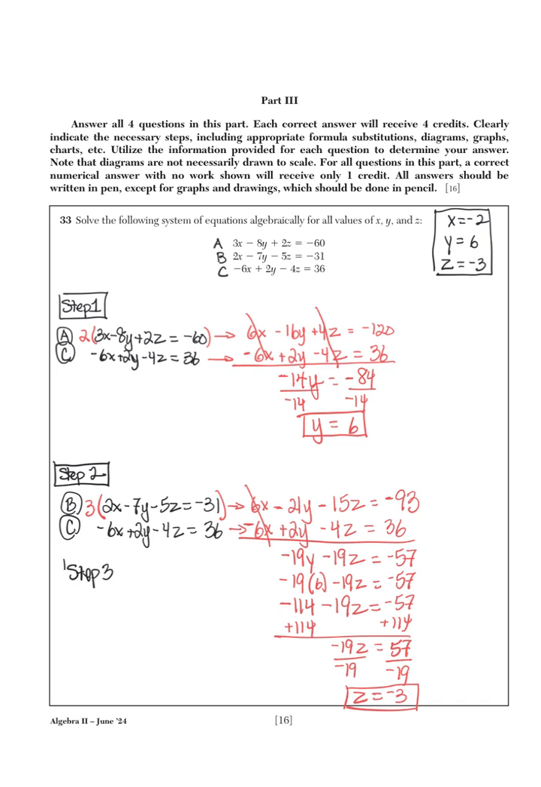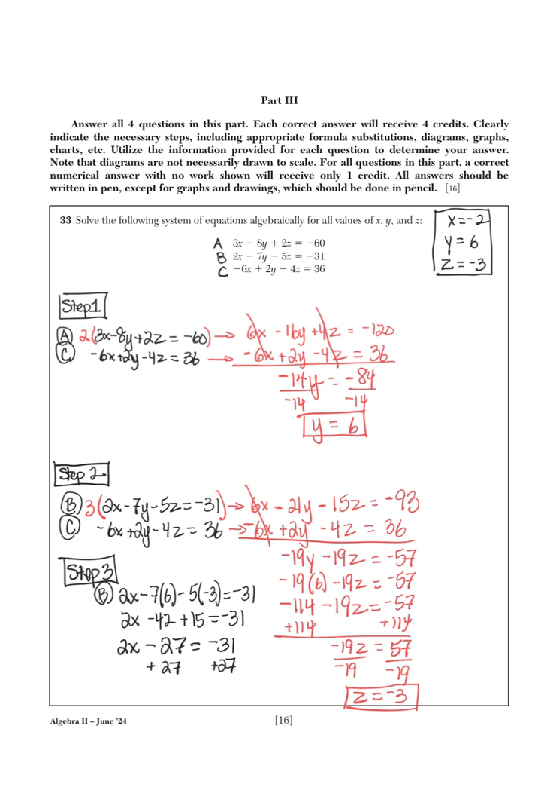Step 3. And I am going to do B. Okay, so I've got 2x minus 7 times my y, which is 6, minus 5 times negative 3, because that's my z, equals negative 31. So this is 2x minus 42 plus 15 equals negative 31.